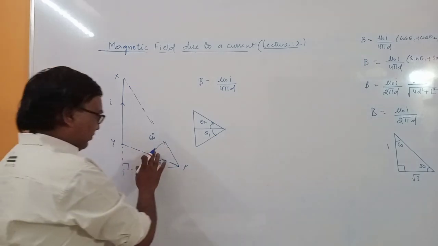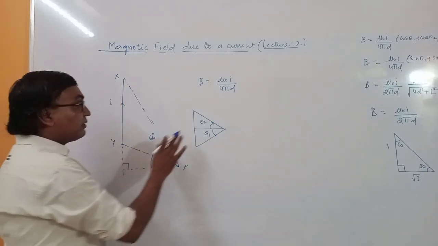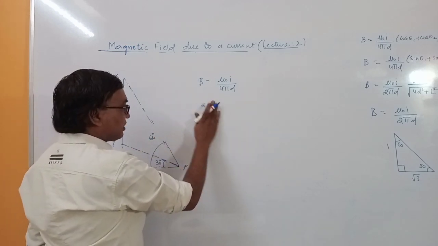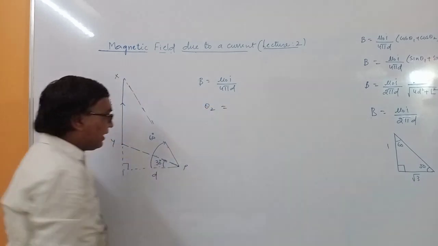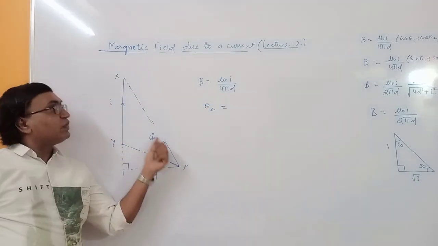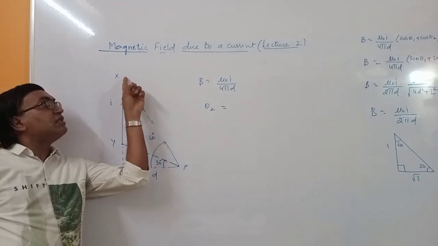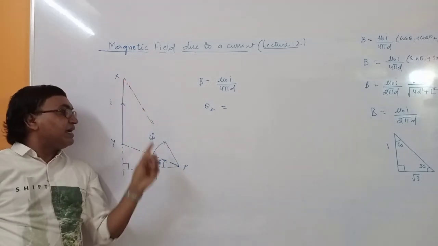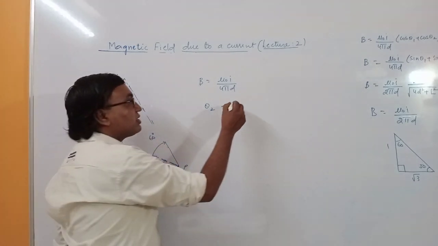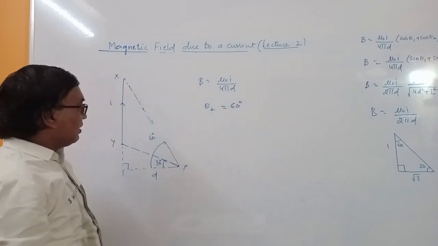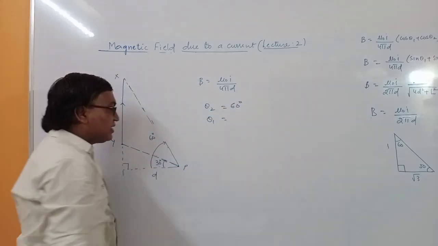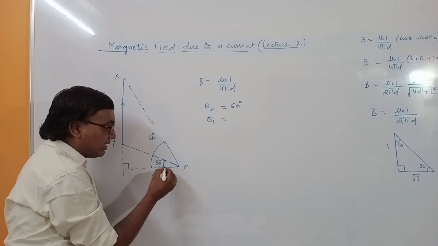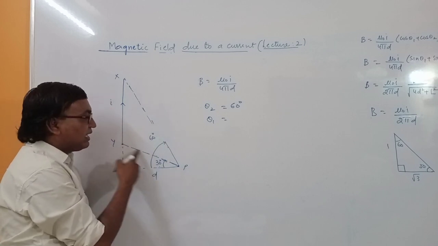Or simply we will see how to apply here: mu naught I by, now theta 1, sorry, first of all we will see theta 2. Theta 2 is from the perpendicular to this line which is joining point P to the end of the wire. So this is 60 degrees. So theta 2 is 60 degrees. Then theta 1 is measured opposite to this direction. So from this perpendicular line we have to go to the line of the second end.